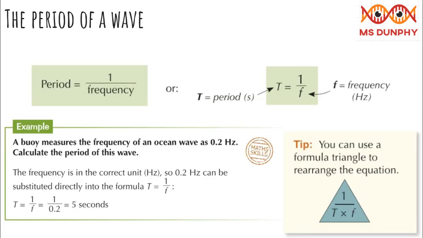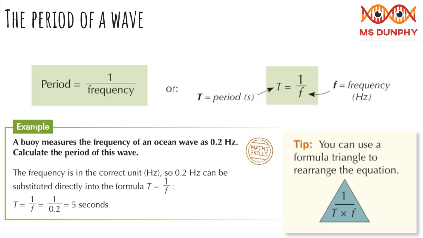The period of a wave is the amount of time it takes for a full cycle of the wave to be completed. In other words, it's the length of time between one crest passing a point and the next crest passing the same point. You can find the period of a wave from the frequency using the equation: period equals 1 divided by frequency, or T equals 1 over f.